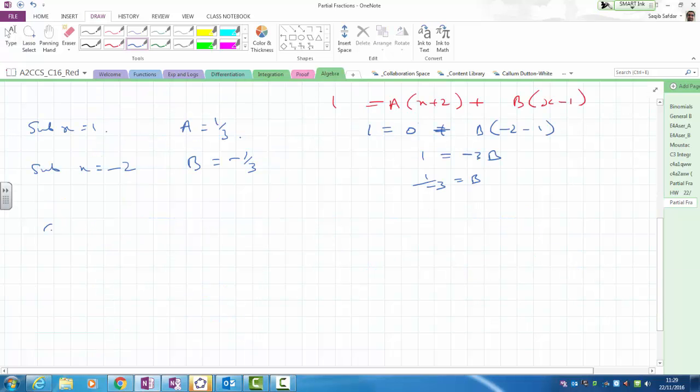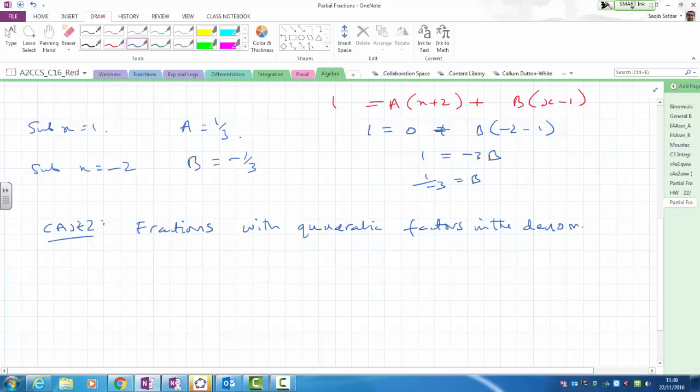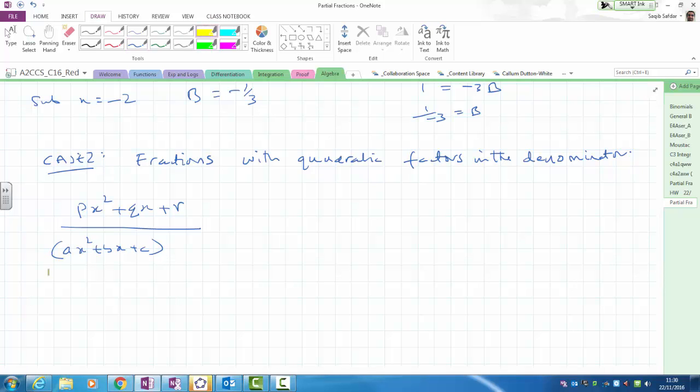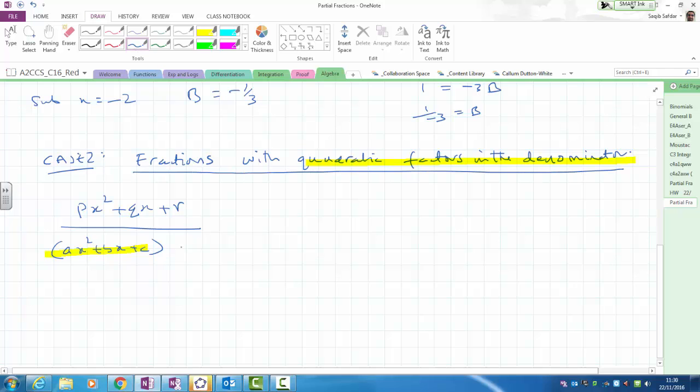Okay, case 2, let's write this down. Case 2 is when you have fractions with quadratic factors in the denominator. So, for example, if you've got something like, making this up, px squared plus qx plus r divided by ax squared plus bx plus c. So there's my quadratic. Let me just highlight that. That's what I mean by quadratic factor in the denominator. In fact, why not underline this? There you go. Okay. And let's multiply it by linear.